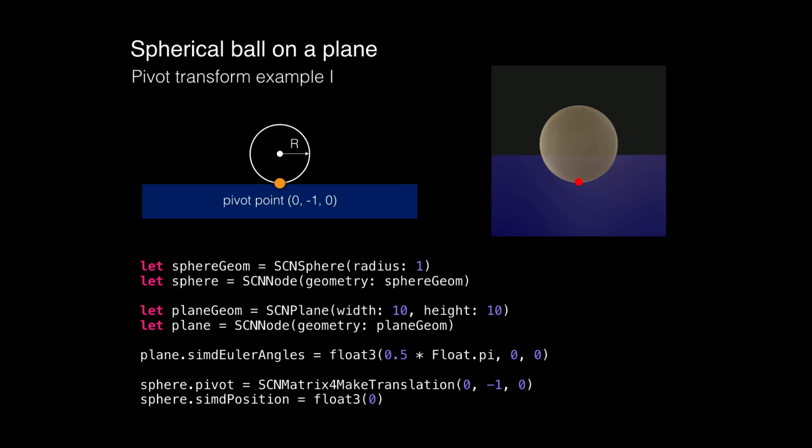Then the plane is rotated, because in SceneKit the plane geometry looks towards the z axis, and by applying these Euler angles to the plane, it becomes horizontal. Then I set the sphere pivot transform to a translation to point 0, -1, 0, which is the lowest point on this sphere, and the sphere position is set to 0. Since it's computed relative to the pivot point, the result of execution of this code looks like on this figure.